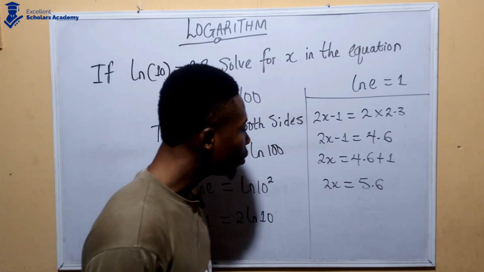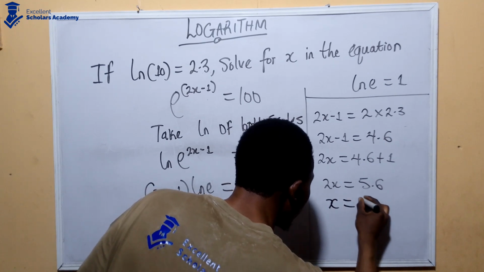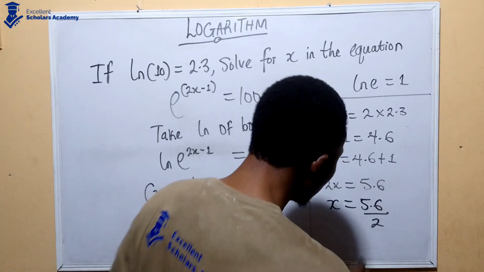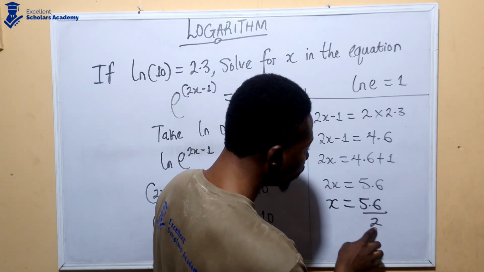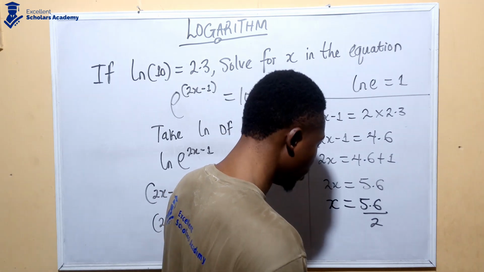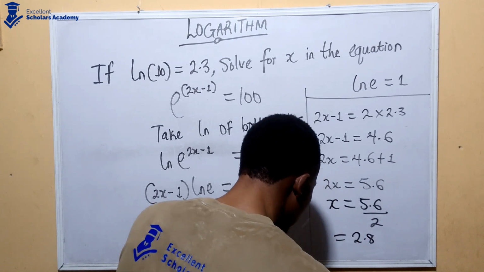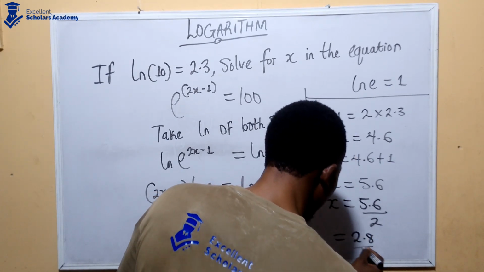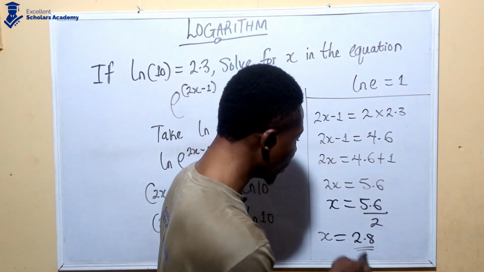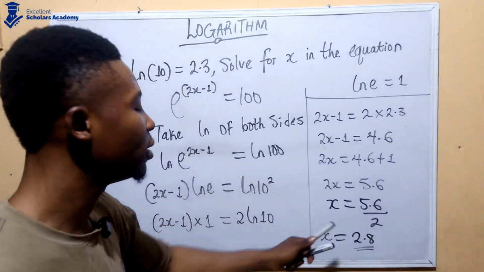So now we have to get the value of x. So we divide both sides by 2. So x becomes 5.6 divided by 2. Of course, 2 goes in 5, that's 2.5. 2 goes in 0.6 gives you 0.3. So 0.3 plus 2.5 gives you 2.8. So the value of x here is 2.8. Or you can do 56 divided by 2, you get 28. Then just put a decimal in between 2 and 8. So the value of x here is 2.8.